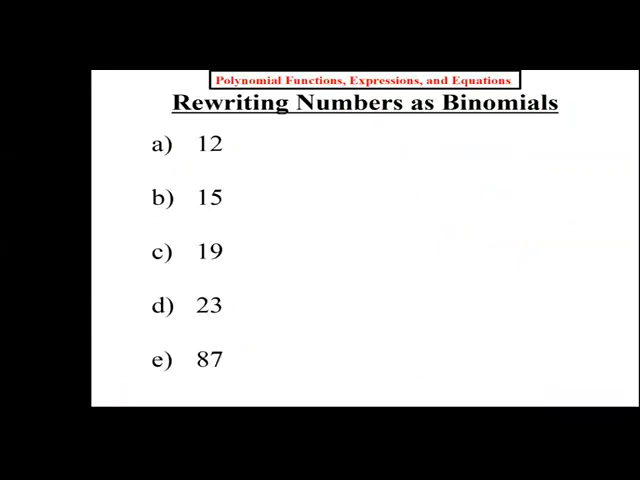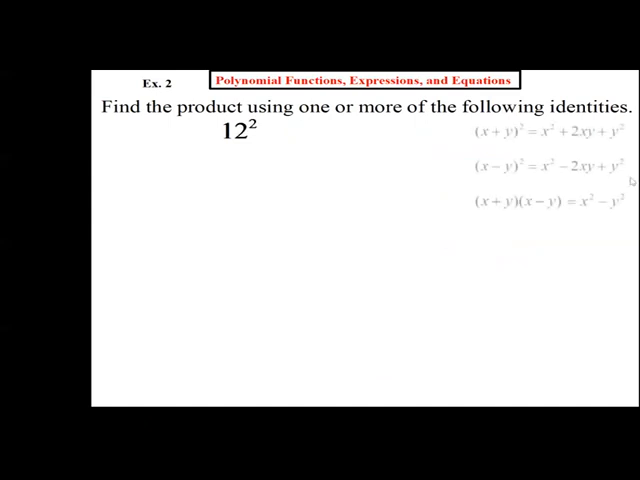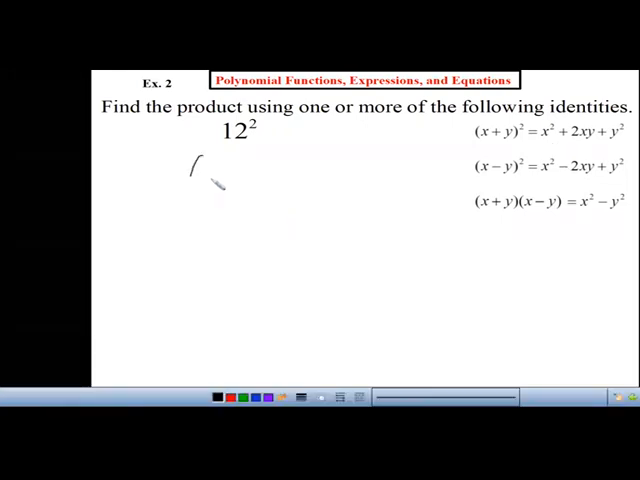Bam, let's go. Look at this one. Copy this one, and it reads, find the product using one or more of the following identities. They gave us 12 squared. And who remembers the identities? Here are the identities. Give me a second. There they are. So, help me rewrite this. Okay, good. So we write it as 10 plus 2 squared.